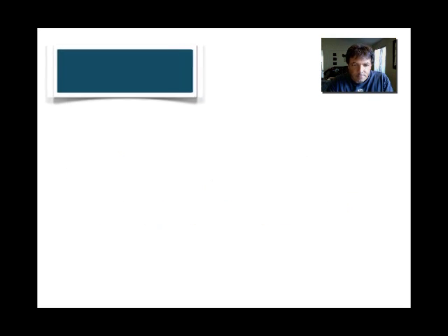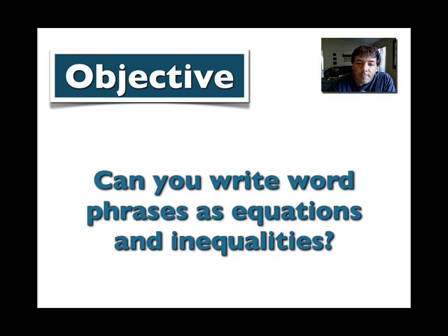Your objective is to take word phrases and turn them into equations and inequalities. It's very similar to what we did in the last section, except now we're going to be using things like equal signs and greater than or less than signs to turn these into equations and inequalities. So let's get right into it.